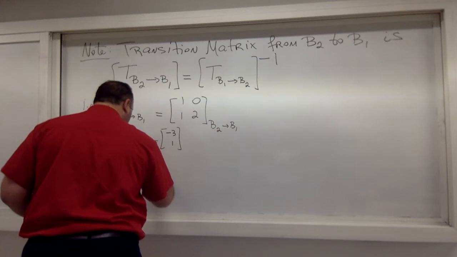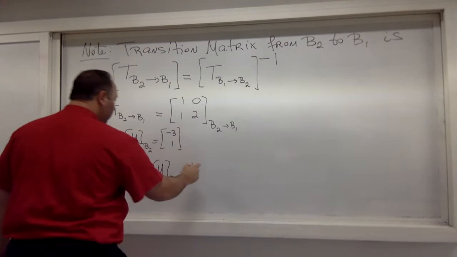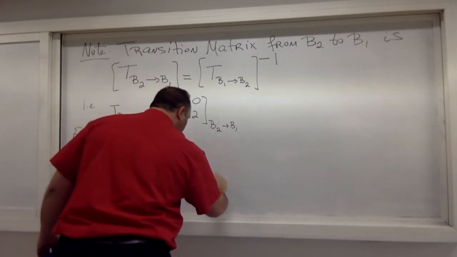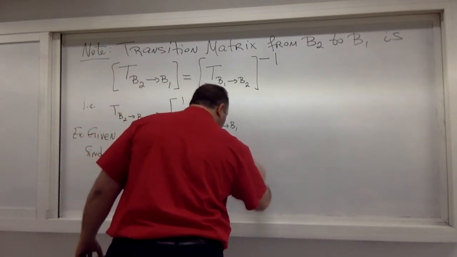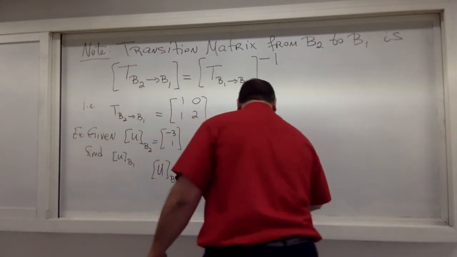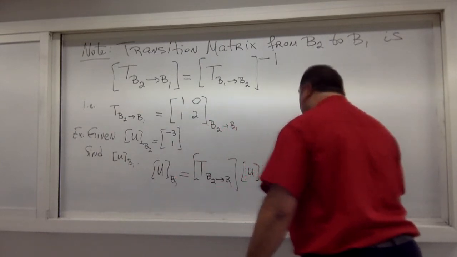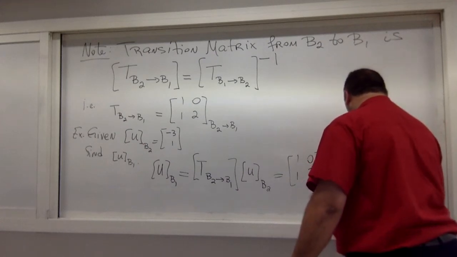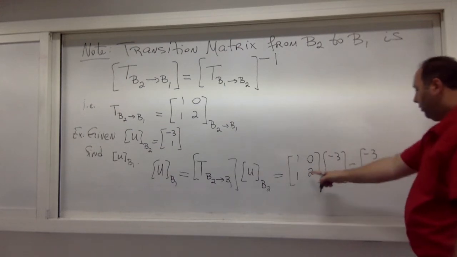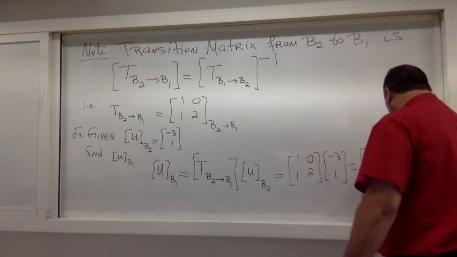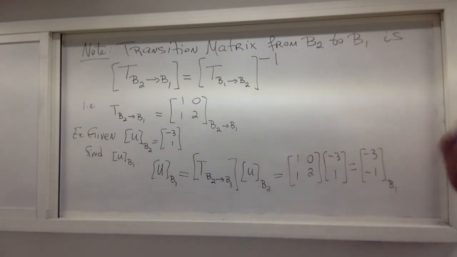So U in B1 is equal to this matrix, the transition matrix from B2 to B1, times the coordinates of U in B2, which are given. So it's 1, 1, 0, 2 times the coordinates of minus 3, 1. Ta-da. So you have minus 3 plus 0. Then you have minus 3 plus 2, minus 1. So these are the coordinates of the guy in basis B1.